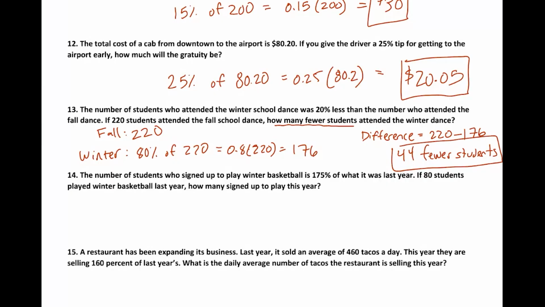Number 14 says the number of students who signed up to play winter basketball is 175% of what it was last year. If 80 students played last year, how many signed up this year? So we want to know what's 175% of 80. So 1.75 times 80 is 140 students.